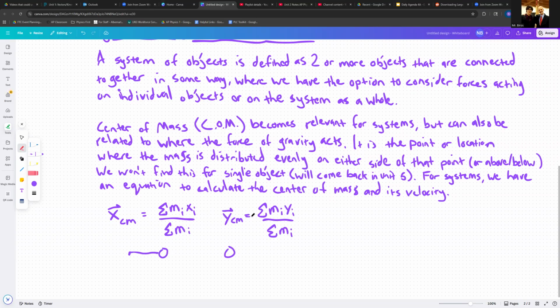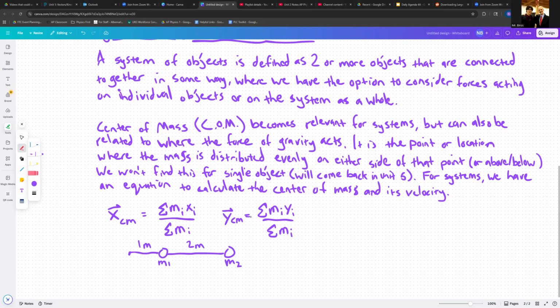Maybe I've got a rod or a wire going through them. I would take this mass, M1, and this mass, M2, and let's say this is 1 meter here, and then 2 more meters out to here.